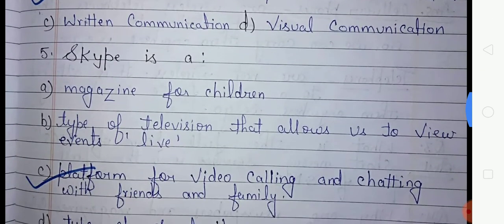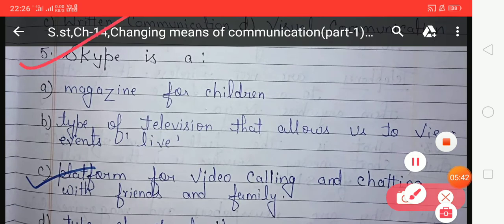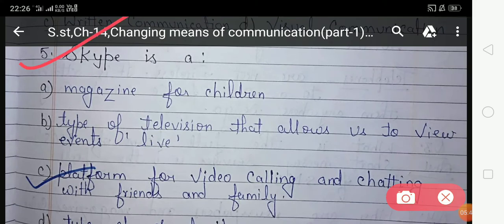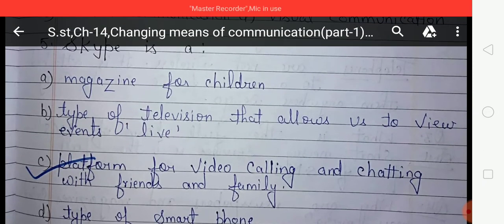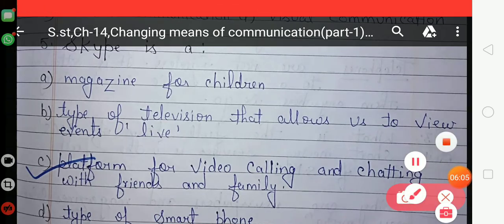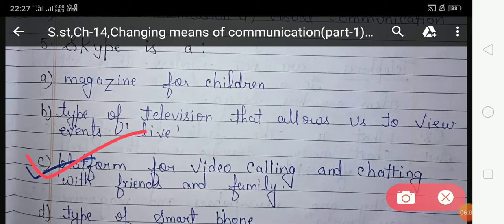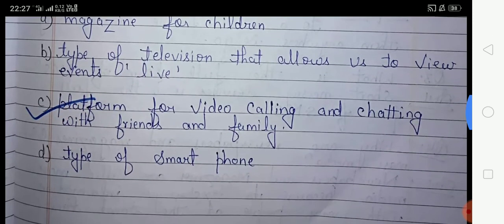Look at the fifth number. Skype is: option A a magazine for children, option B a type of television that allows us to view events live, option C a platform for video calling and chatting with friends and families, option D a type of smartphone. Which option is correct? Option C, a platform for video calling and chatting with friends and family, because Skype is the latest platform for chatting with friends and families, and we can also see and chat with each other using video calling programs like Skype. So option C is correct and you have to tick option C.